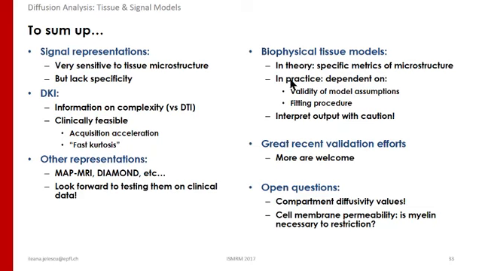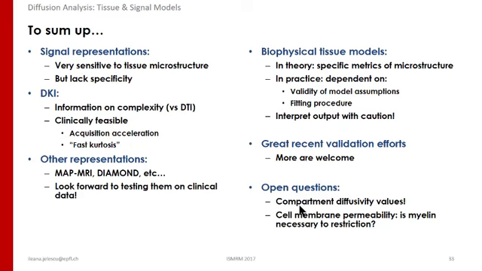And regarding biophysical tissue models, in theory, they should provide specific metrics of microstructure, but in practice, they are dependent on the validity of the model assumptions and on the fitting procedure. So please, for now, do interpret the output with caution. And there are great recent validation efforts that have been made, so this is really encouraging. More are welcome. And the open questions that remain are, again, about compartment diffusivity values.